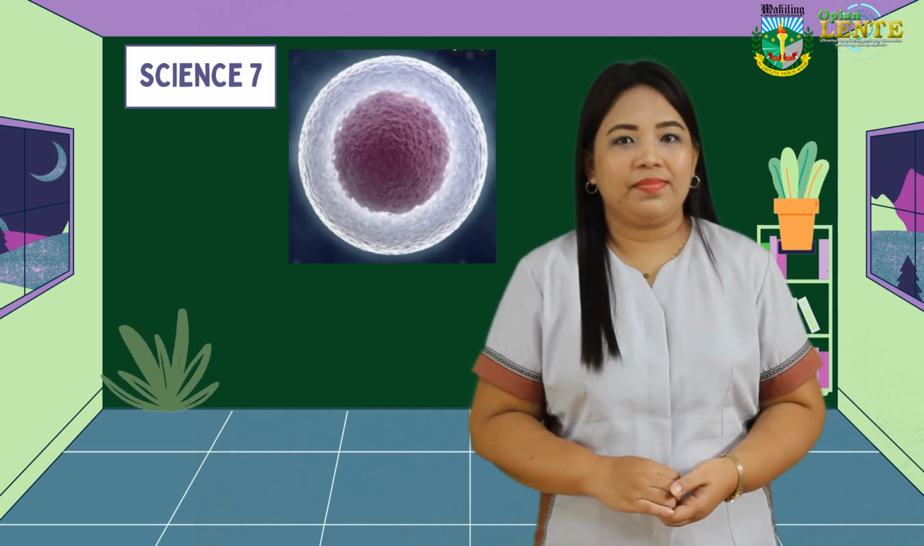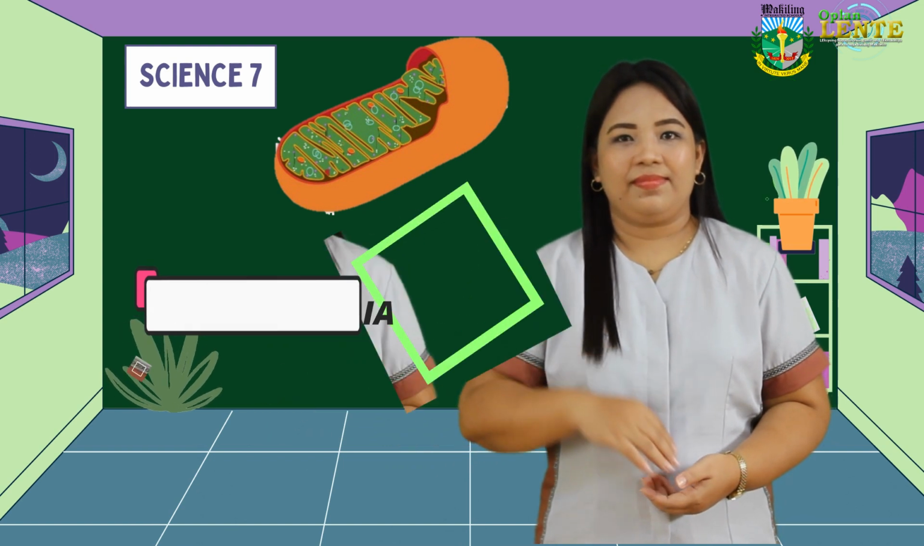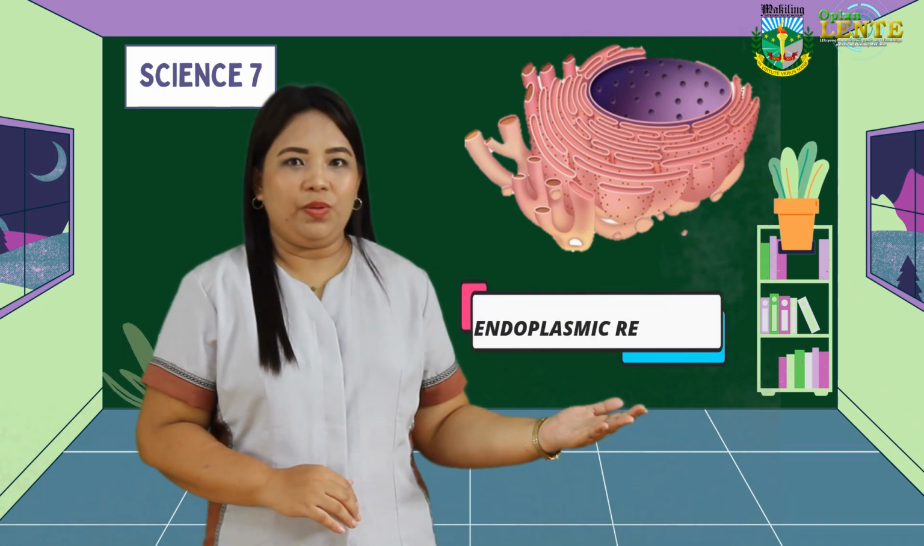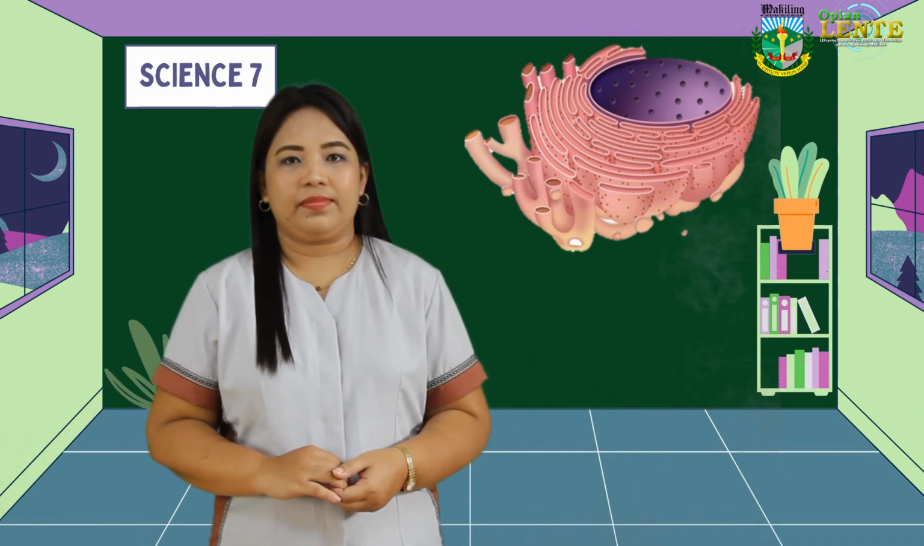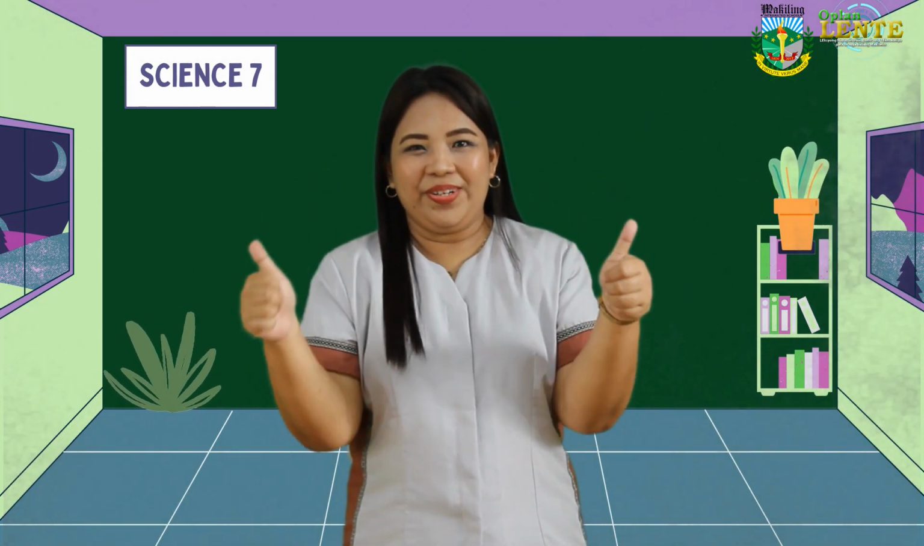Number 1, nucleus. Number 2, mitochondria. Number 3, Golgi bodies. Number 4, endoplasmic reticulum. Number 5, chloroplast. Did you get it all correct? Very good!